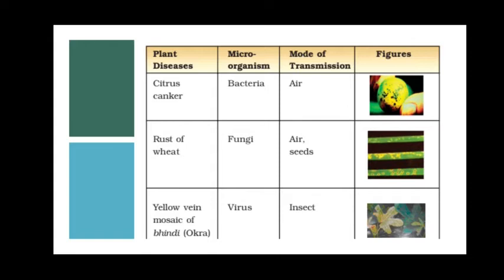So all this can be controlled using some insecticides or pesticides, which can kill all the microbes. So chemical spraying is the best method of preventing diseases in plants.